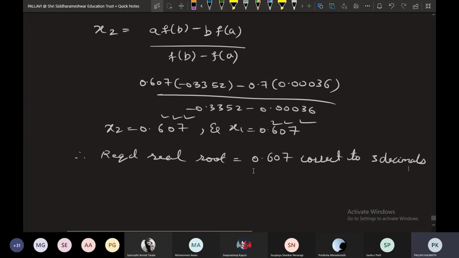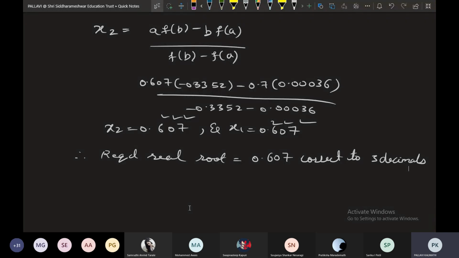So what is the root you have got? First you found the root lies between 0 and 1. Then you said it is lying in the neighborhood of 1. Then you have taken the values 0.6, 0.7. Then it is reduced to 0.607, and finally as x1 and x2 are the same, the answer is 0.607. We have got the answer in this method in only two approximations.